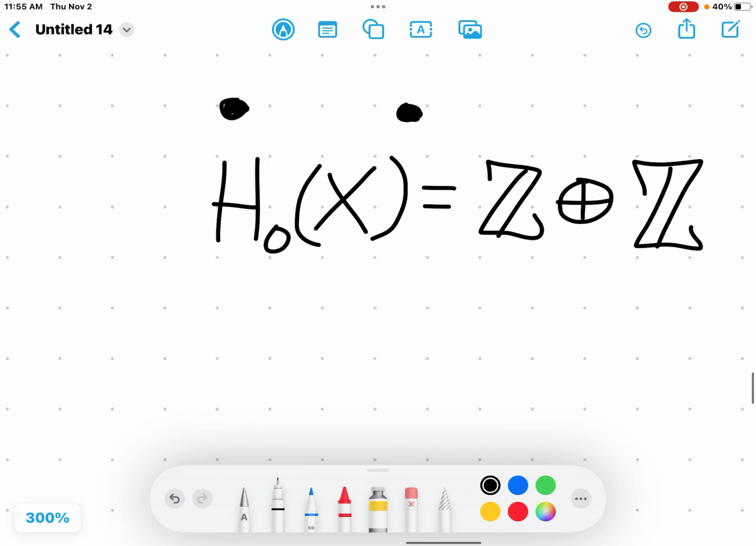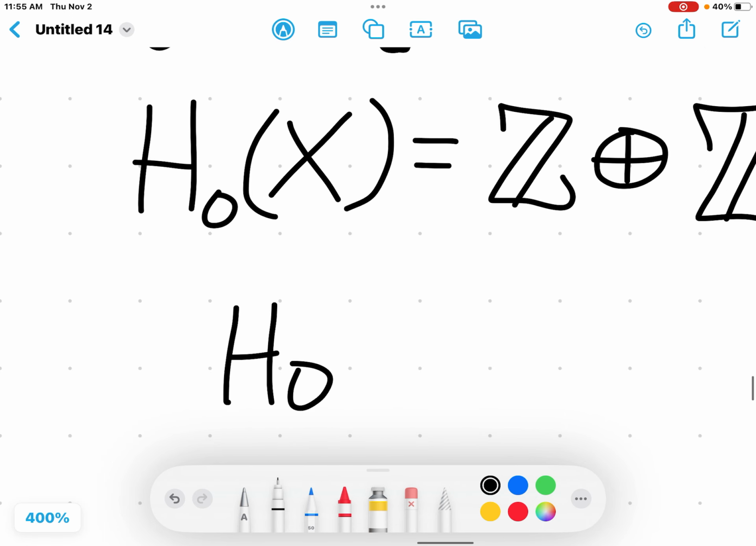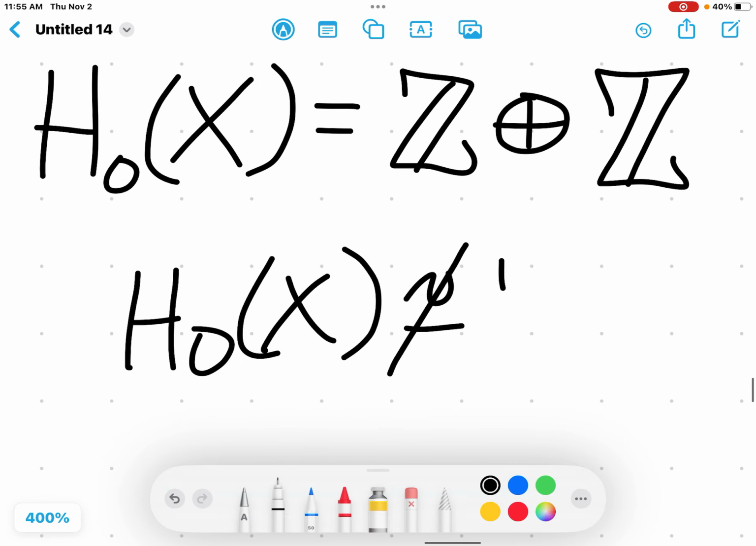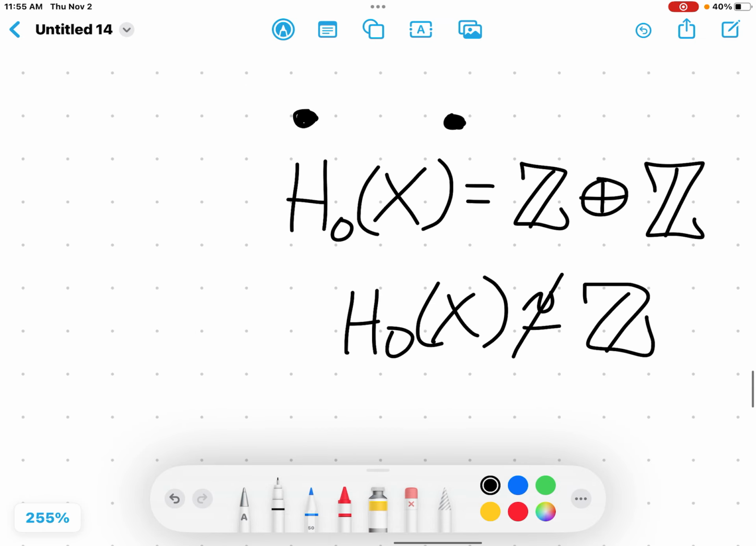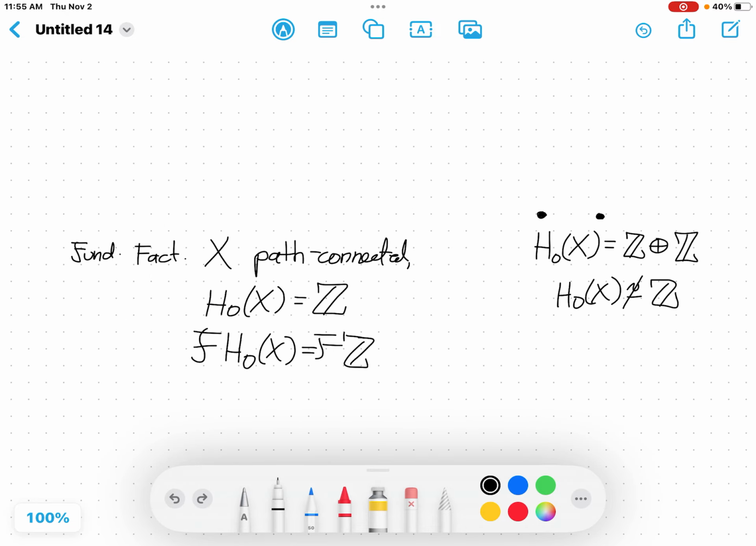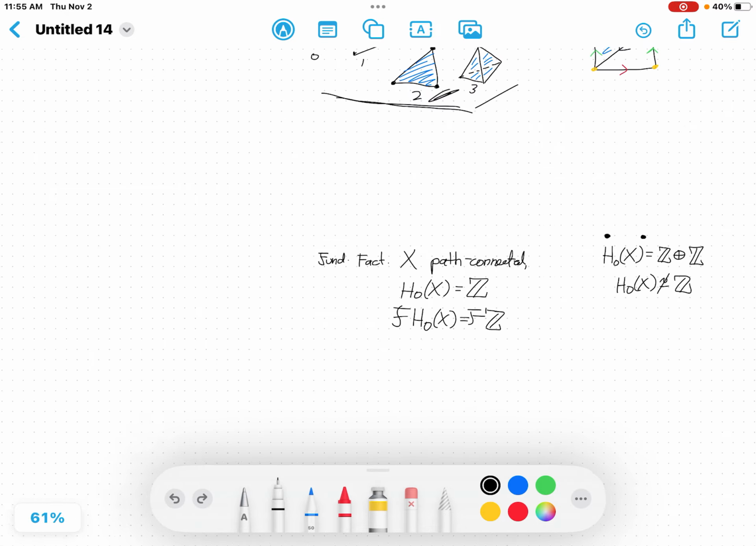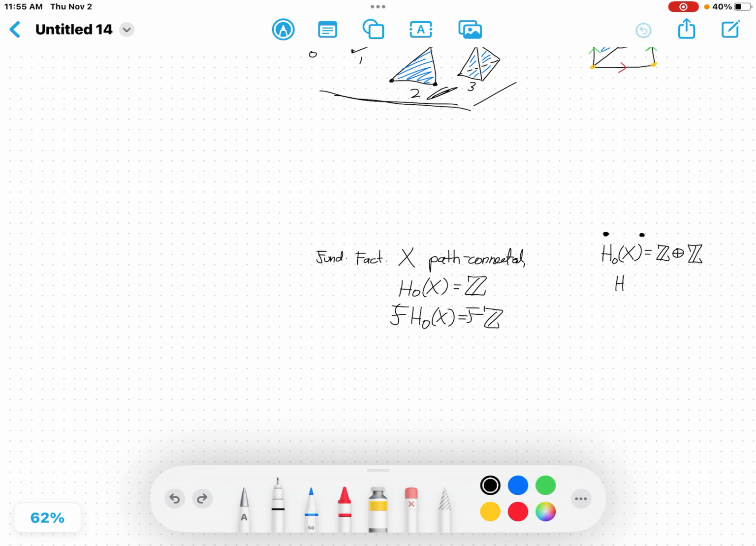So H0 of X is not isomorphic to Z simply because the space is not path connected. And we'll show later why that's the case, or in a different lecture. All right, so let's bump the complexity up a bit and introduce some 2-simplices into our space.